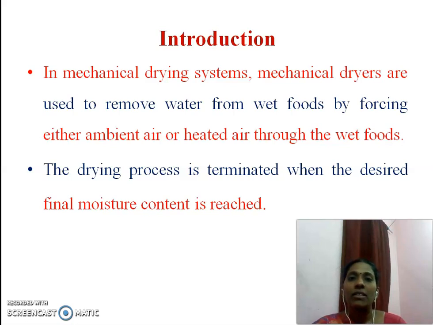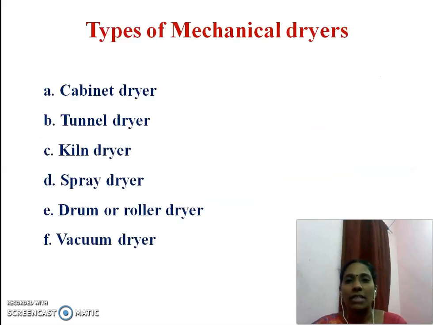We all know that different food products contain different moisture content. For example, if you take cereals or pulses, they contain 20 to 25% moisture content. If you go for fruits or vegetables, they contain more than 80% moisture content. So, depending upon the moisture content of the foods, the type of dryer will be decided to dry the food product. Now, let's see the types of mechanical dryers.